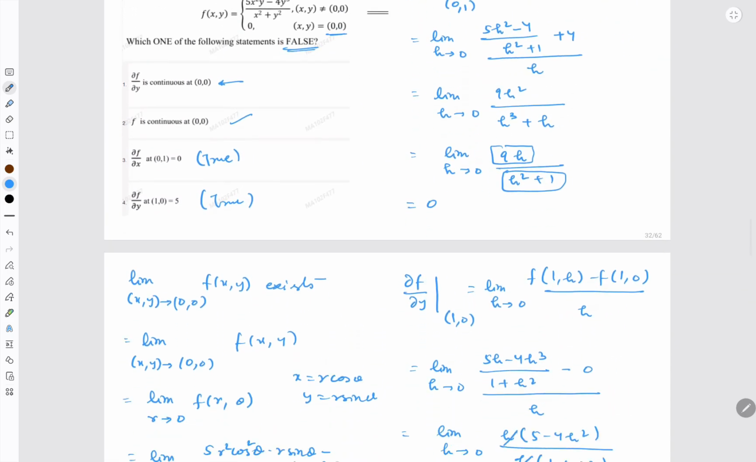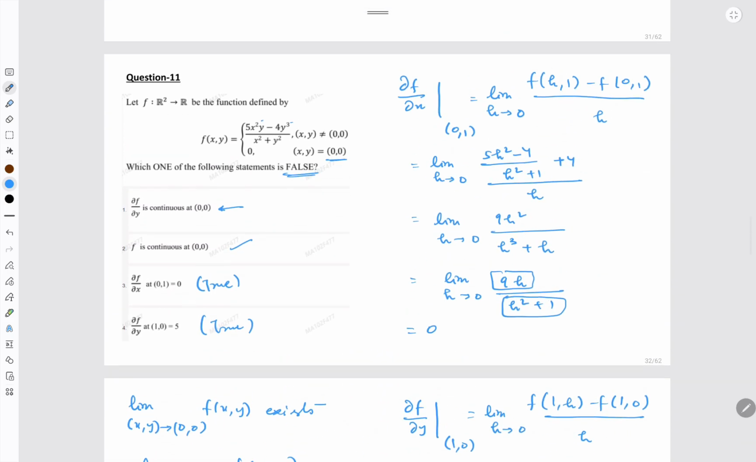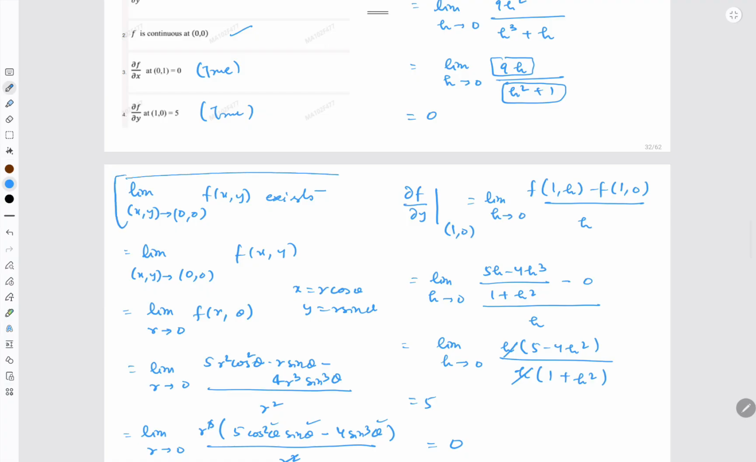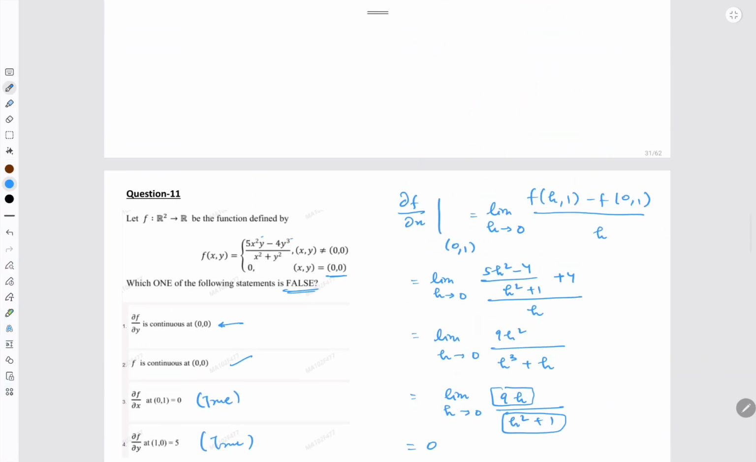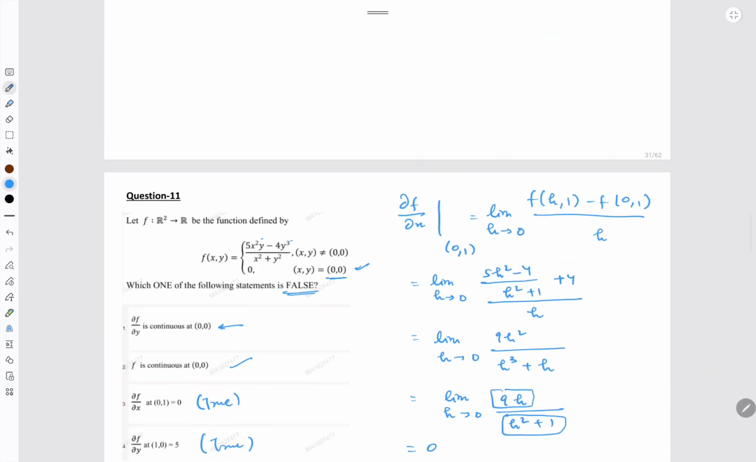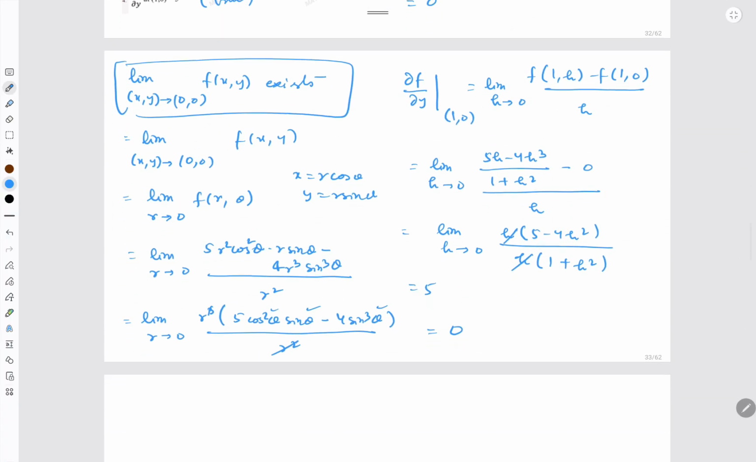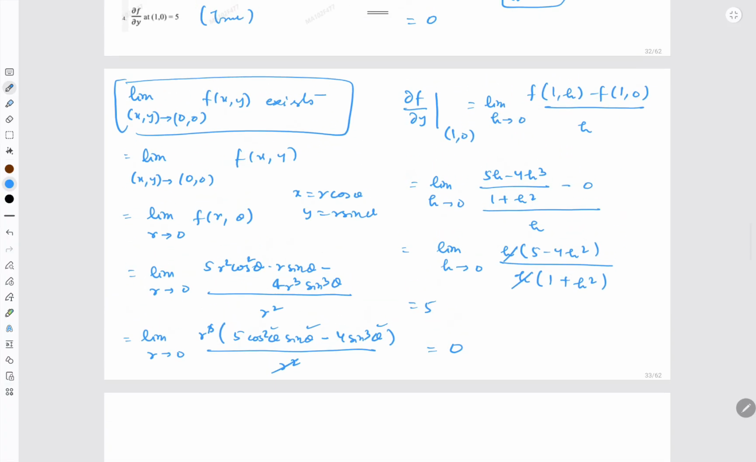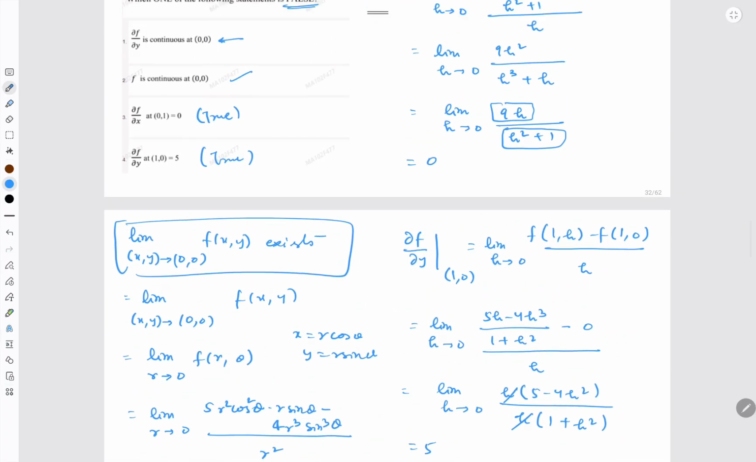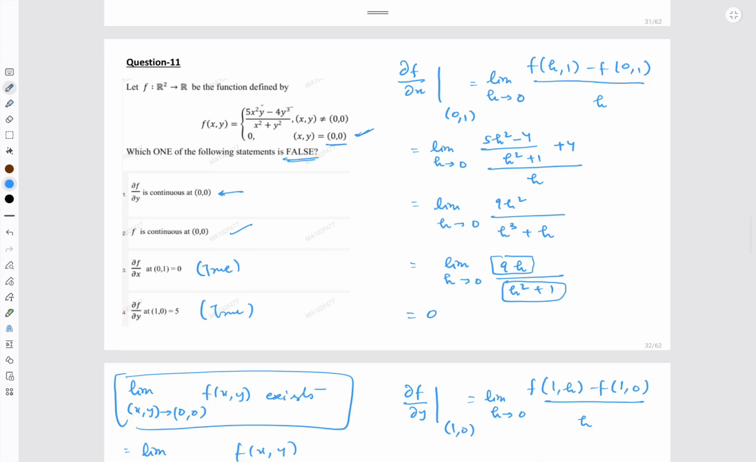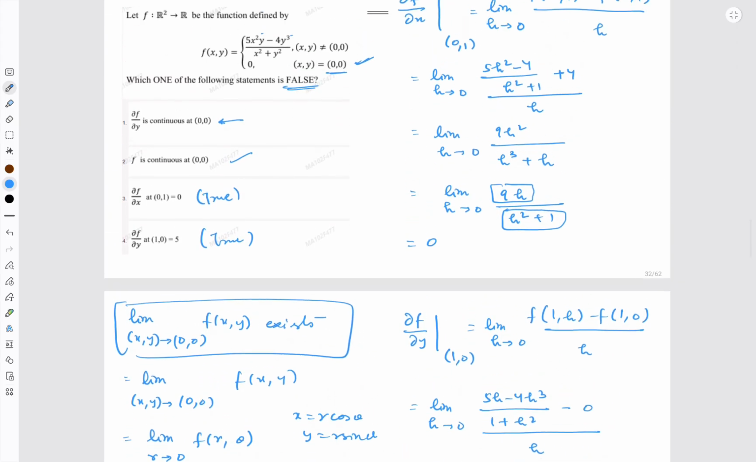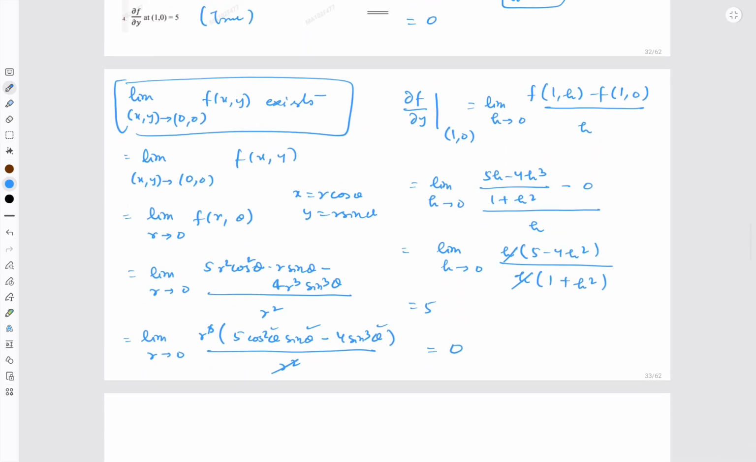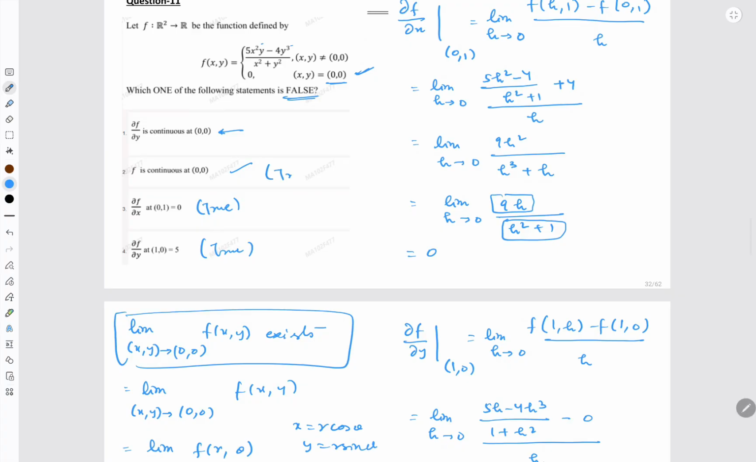We saw that the function being continuous means the limit exists, and the limit you found must be equal to f of 0, 0. That is the meaning of function being continuous. And we saw that the limit is actually 0 here. Let me just confirm it once. R sin theta and r square we are getting, right? So yeah, it is continuous. So this option is true. So the only false thing is this.